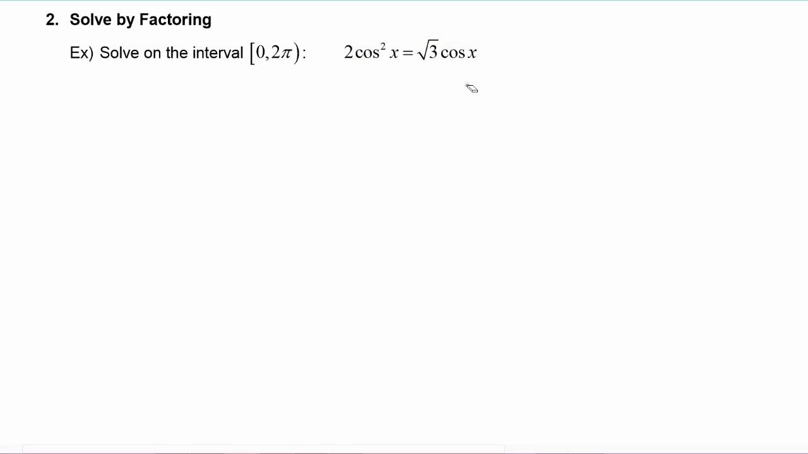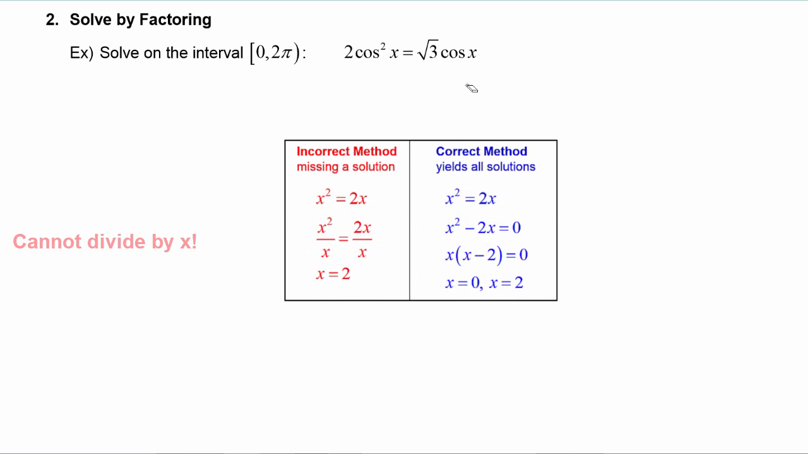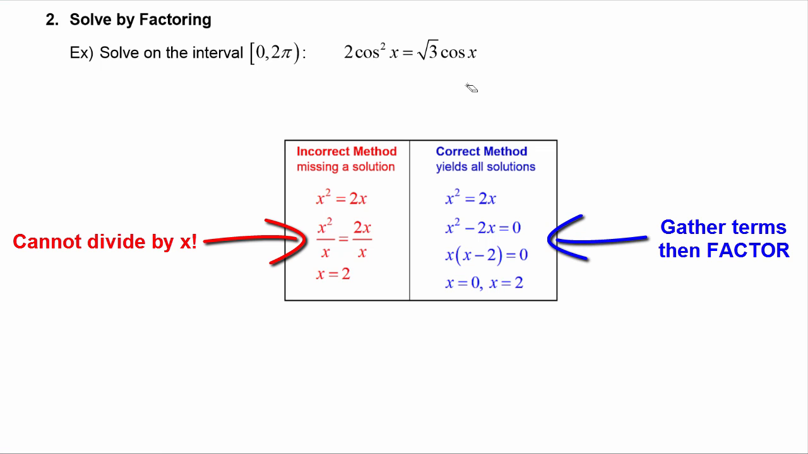Now, you might be tempted to divide both sides by cosine of x, but you absolutely positively cannot do that, the same way you could not do that back in your algebra class. You cannot get rid of a variable that way. You have to gather the terms and then factor to get all the solutions.